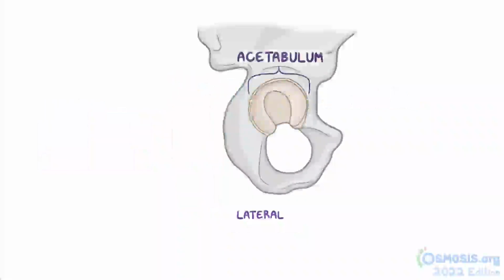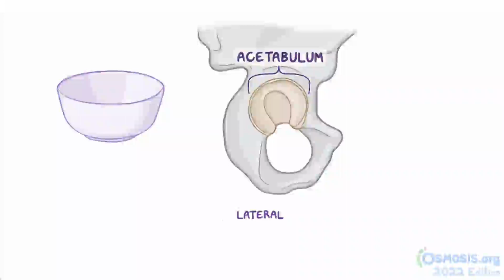The acetabulum, on the other hand, is a bowl-like structure on the lateral aspect of the hip bone, and you might remember it's formed by the fusion of the ilium, ischium, and pubis. The acetabulum is surrounded on the outside by a margin that's incomplete inferiorly where the acetabular notch is situated. This makes it look like a bowl with a broken rim.